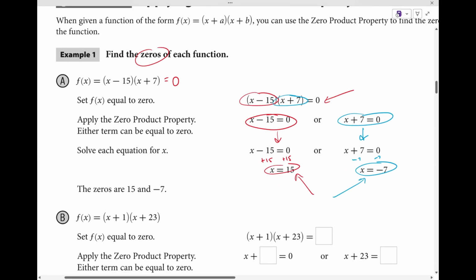So either of those can be the case. That means for our function, our zeros are going to be 15 and negative 7. Those are going to be our solutions.